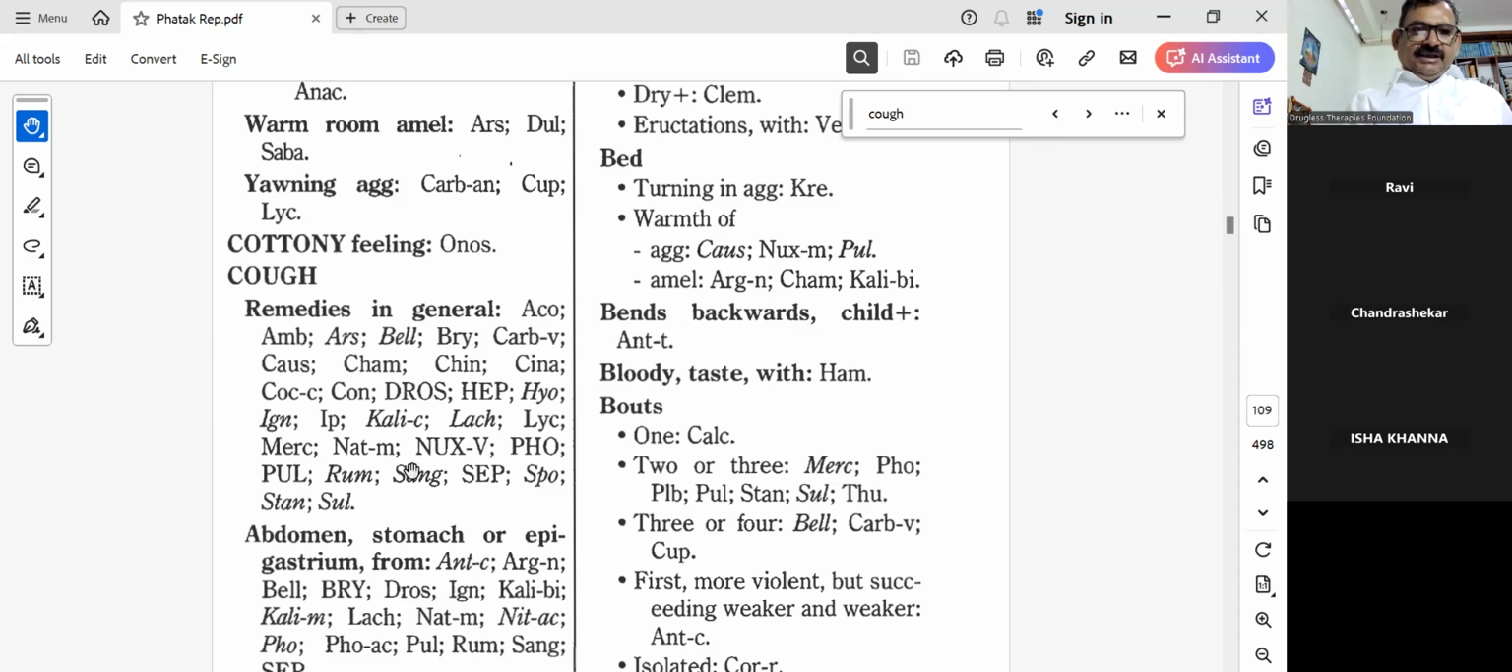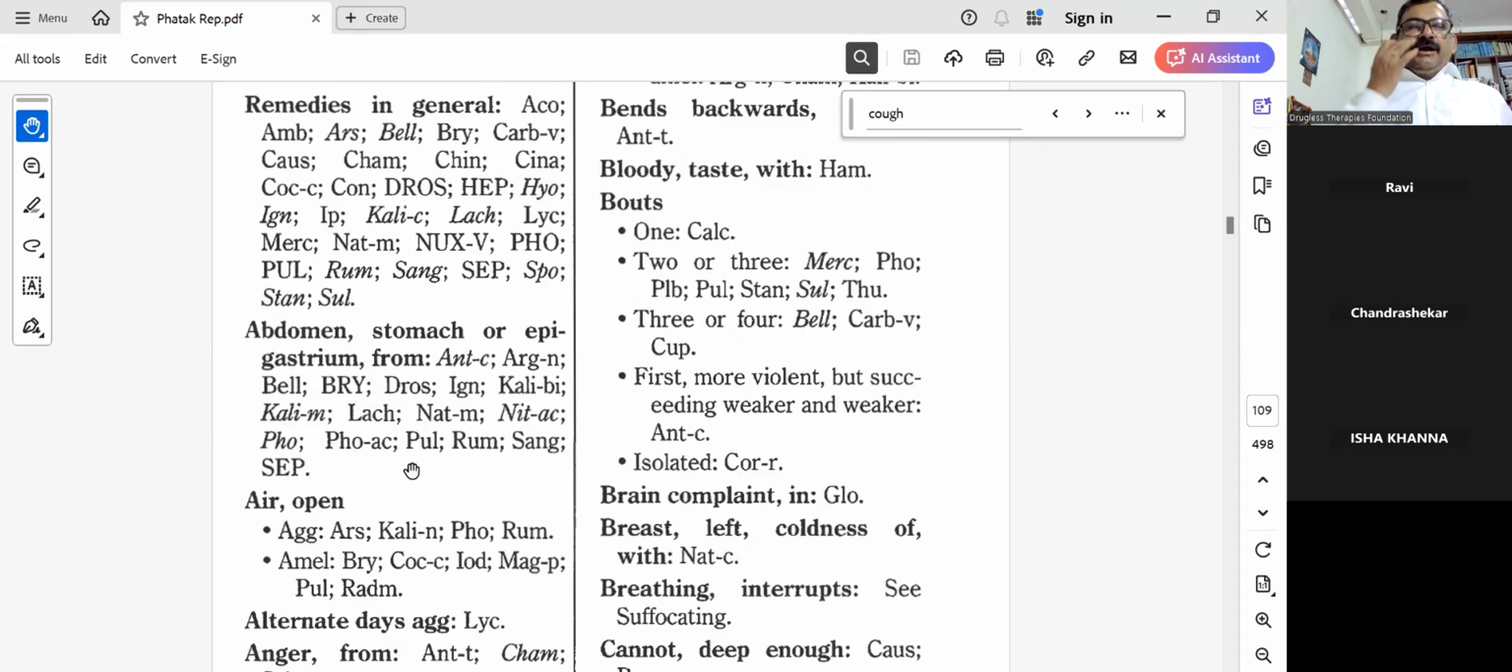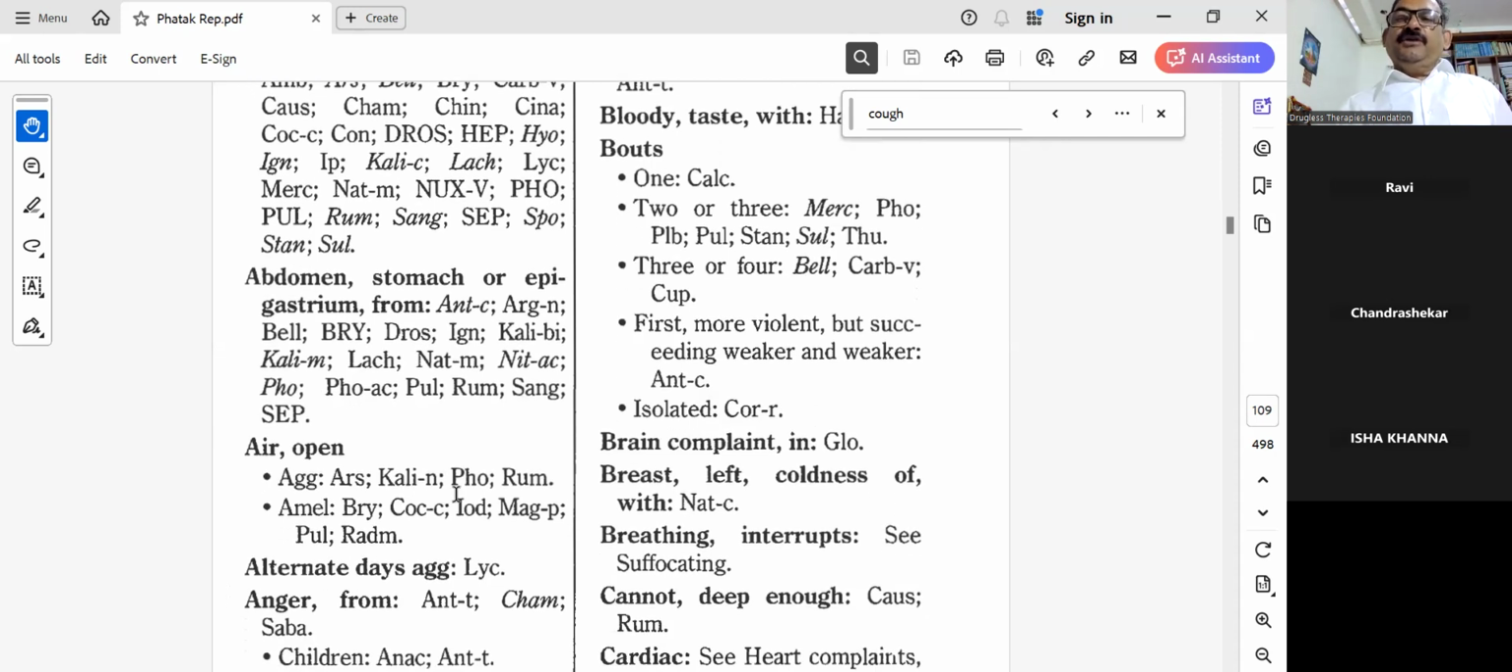Okay. So you see, so detailed it is. General cough remedies. And if a cough is arising from the abdomen, from down in the abdomen, sometimes it happens. So you can see these are the remedies. And you see, carefully you have to note down whatever they are telling. Okay. See, open air aggravation.